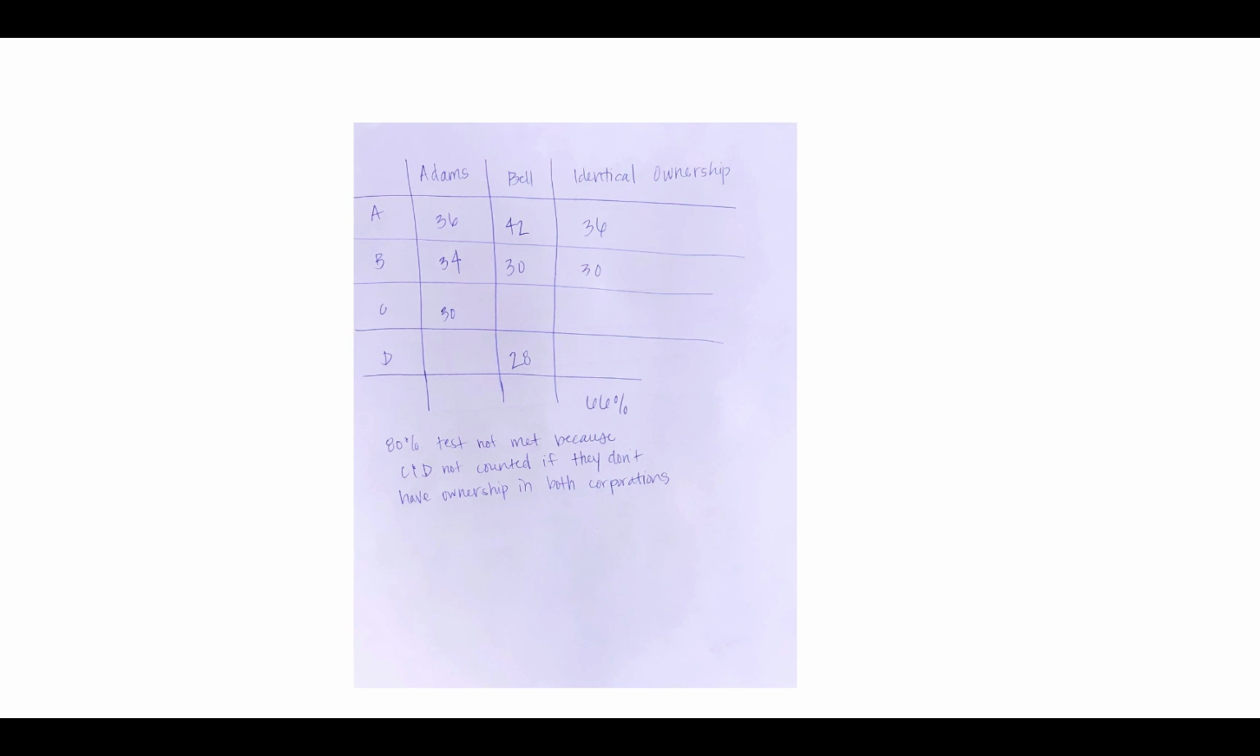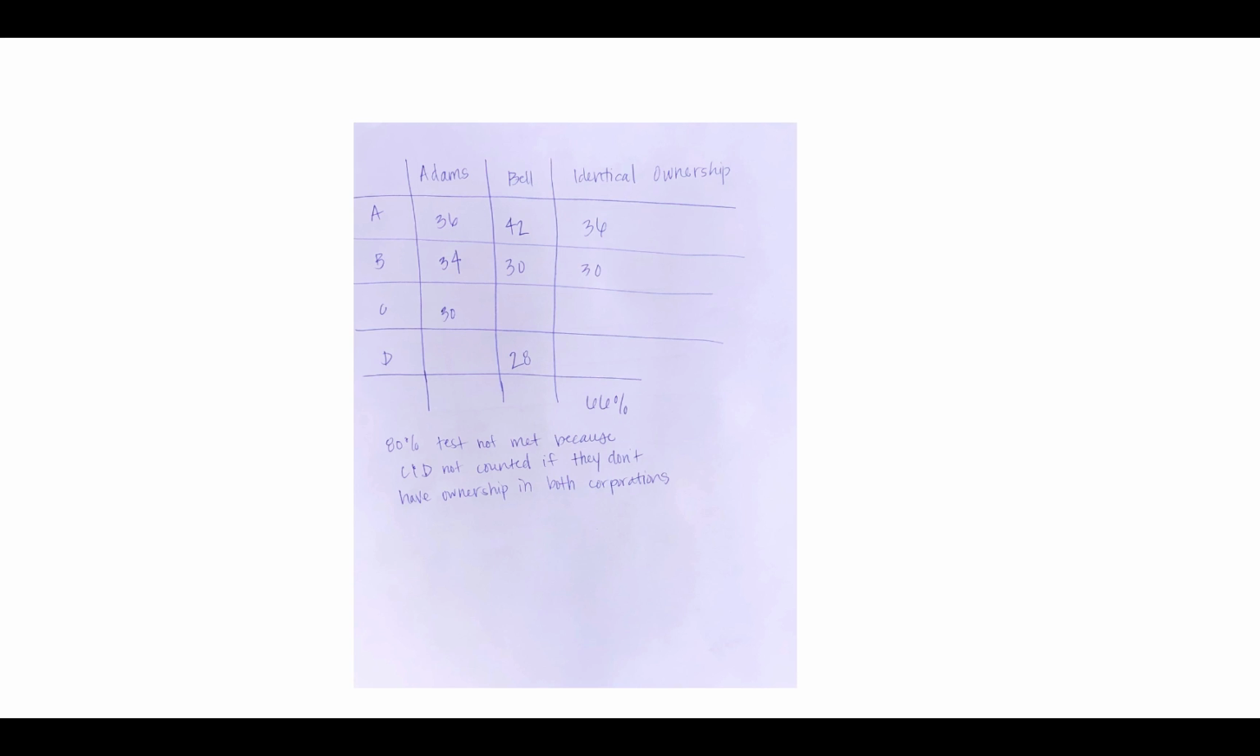However, we need to look at the 80% test. If this is a tax provision where the 50-80 test applies, we're going to have a problem because we only include the shareholders who make this a brother-sister group, so only A and B. So for Adams, we only have 70% ownership here, not 80%. And for Bell, we only have 72%, not 80%.